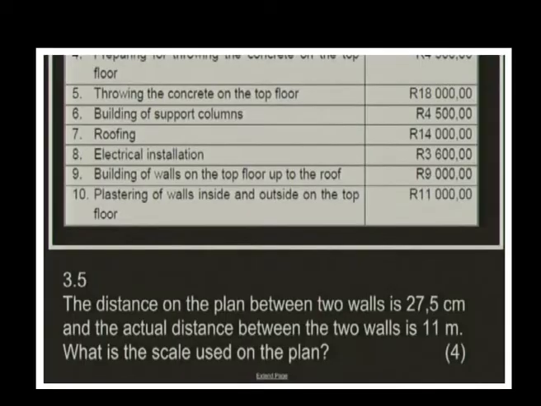Now, the distance on the plan between 2 walls is 27.5 centimeters. And the actual distance between the 2 walls is 11 meters. What is the scale on the plan?